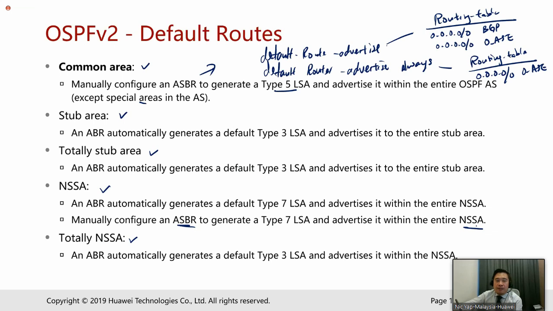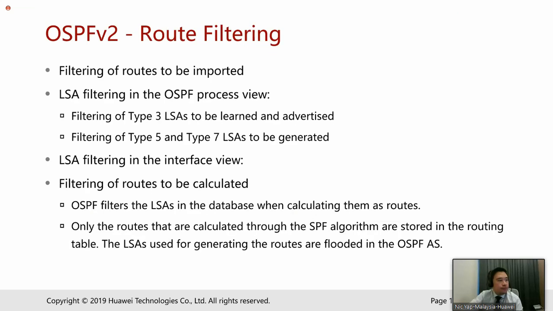By default, the ABR will automatically generate it. But for the ASBR, you need to point a default route going up, you need to do it yourself. Point a default route to the other environment, then you need to do it yourself, similar to the common areas: default route advertised, but it's a type 7. So far, okay. This is the default route advertising on OSPFv2.